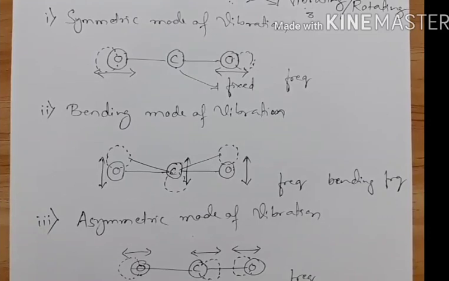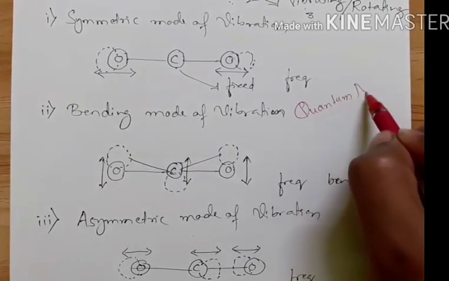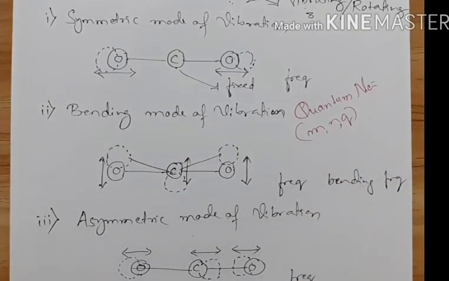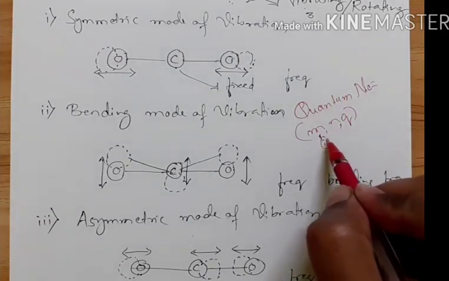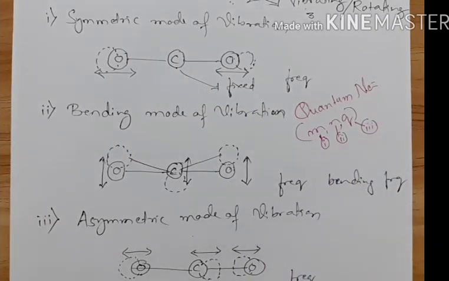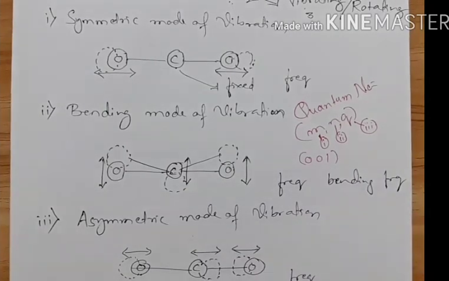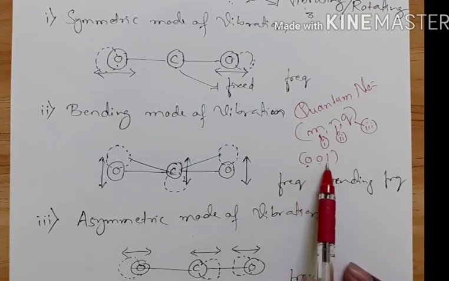To indicate this symmetric mode, bending mode, asymmetric mode, we have a quantum number. It is indicated with M, N and Q. So this is very simple. This M represents the symmetric mode of vibration, that is the first one. This N represents the second one, and this Q represents the third one, that is the asymmetric mode of vibration, right? So if the molecule has the quantum number 001, then we can say that molecule is vibrating with 0 units of symmetric mode, 0 units of bending mode, and 1 unit of asymmetric mode.